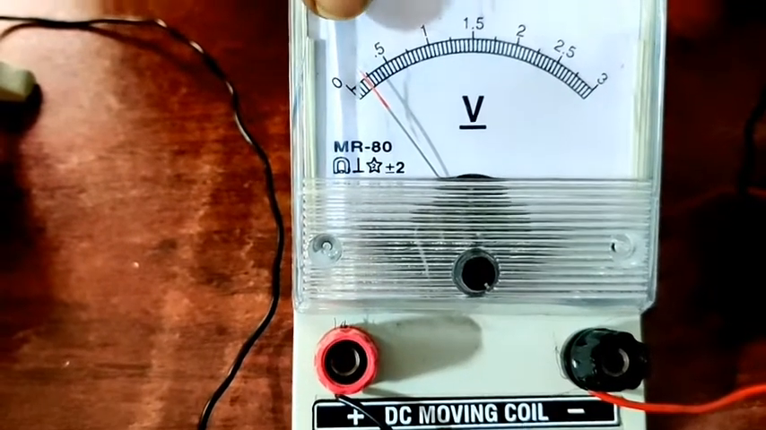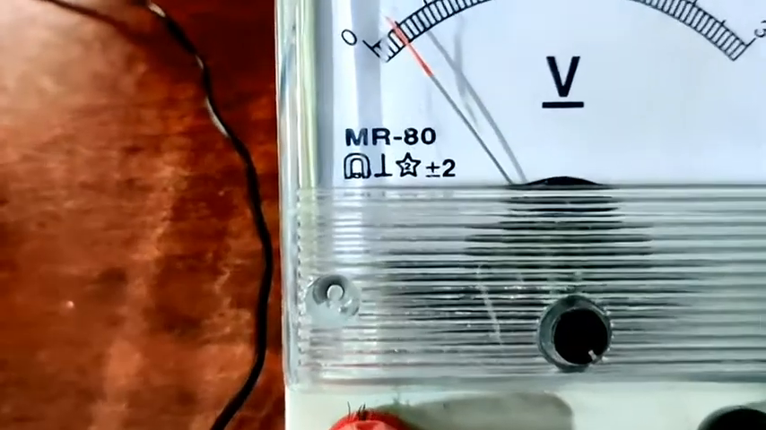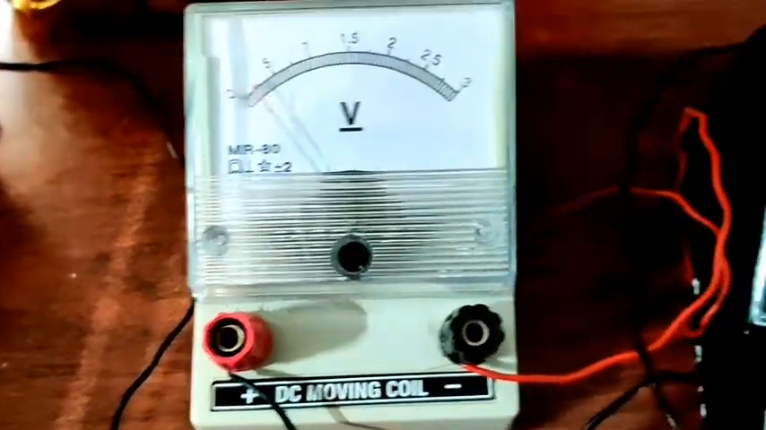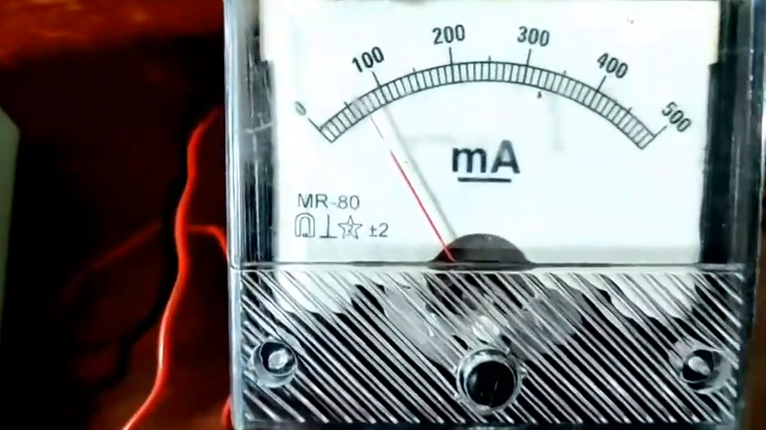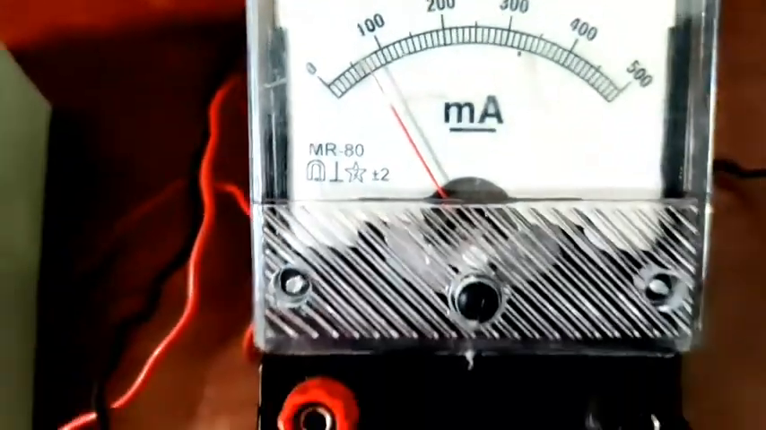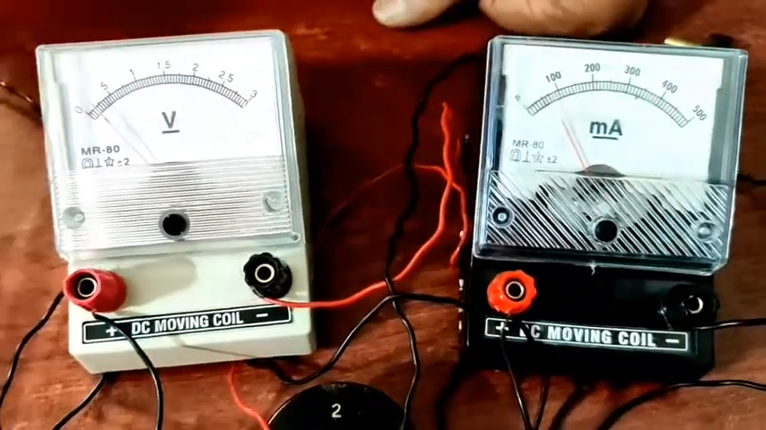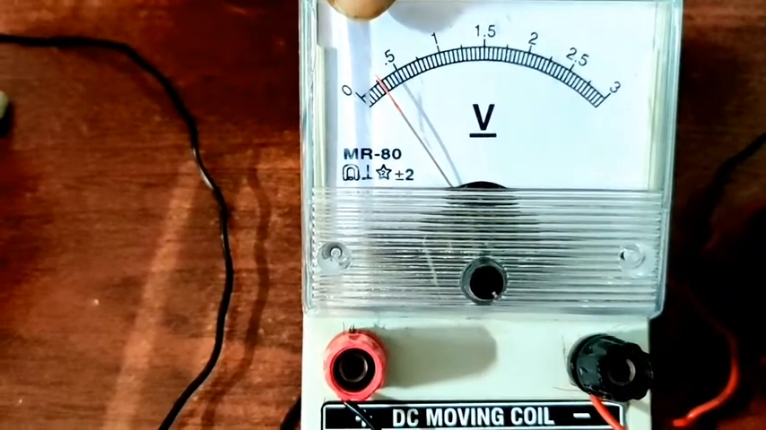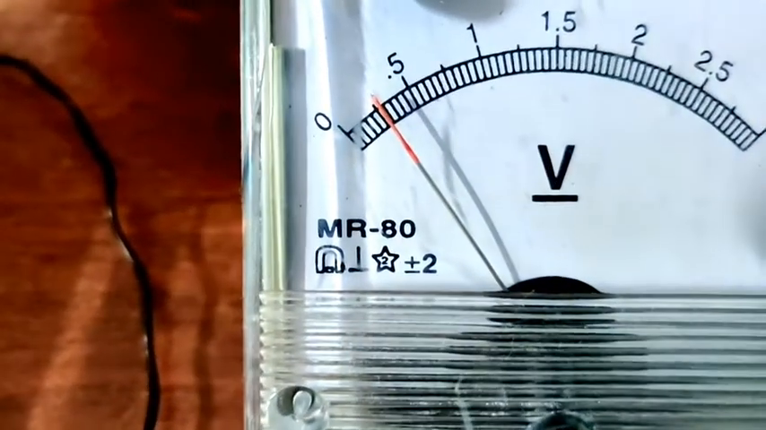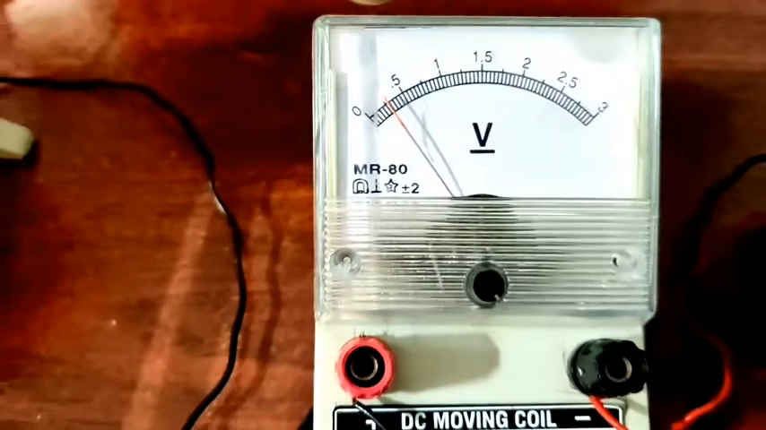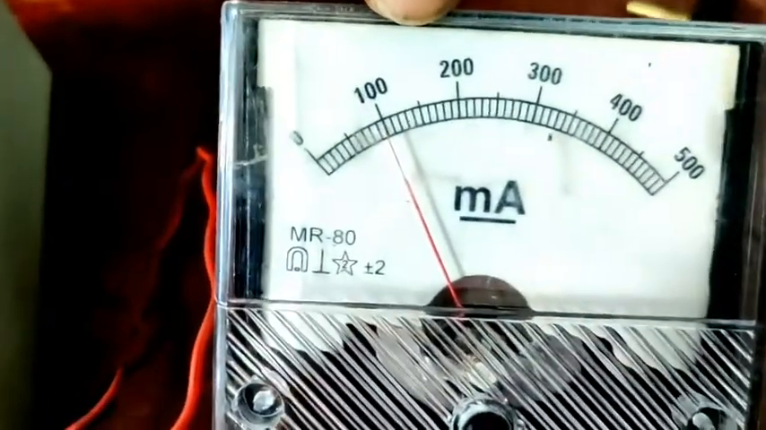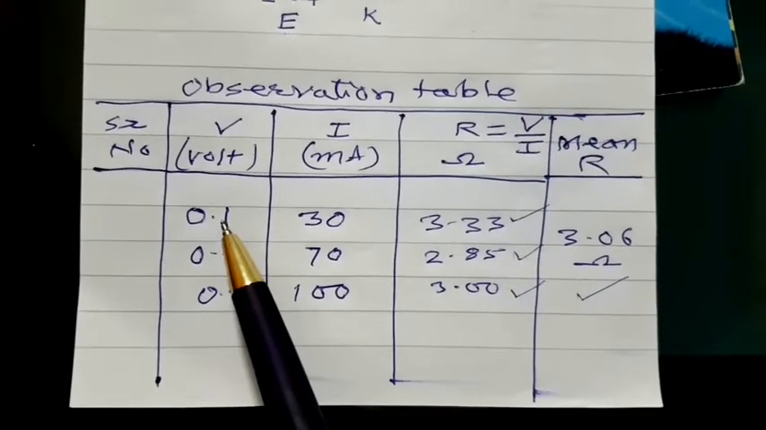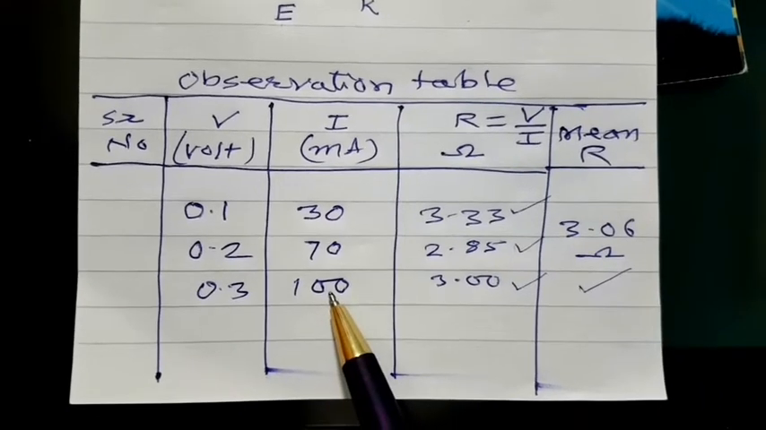Now see, deflection in voltmeter is for 4 divisions, and therefore potential difference is 0.2, and current in milliammeter is of 7 divisions, and therefore current is 70 milliamperes. Now potential difference in the voltmeter is of 6 divisions, and therefore potential difference is 0.3, while current is 100 milliamperes. Friends, we have noted these values during our experiment.